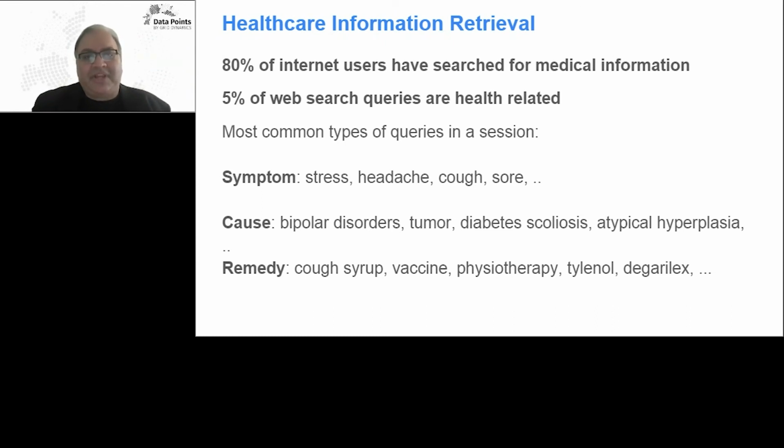And what are some examples of the types of queries, right? So people search for symptoms, right? Symptoms like a cough or a headache and so forth.